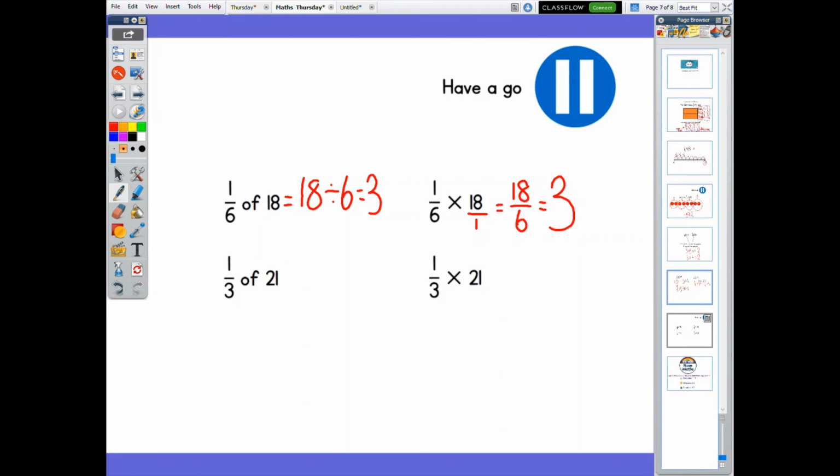And then you've got a third of 21. So you could do 21 divided by 3 to give you 7. Or you could do 1/3 times 21. You've got 21 over 3 to give you 7. Okay? So you can see they are completely the same. Whether you use of or multiply, you get the same answer.